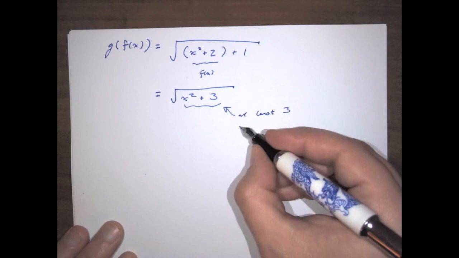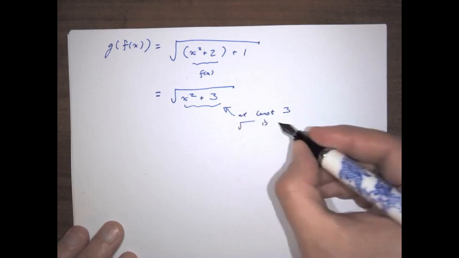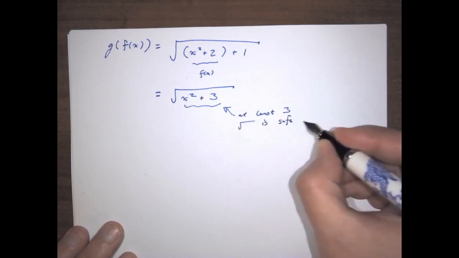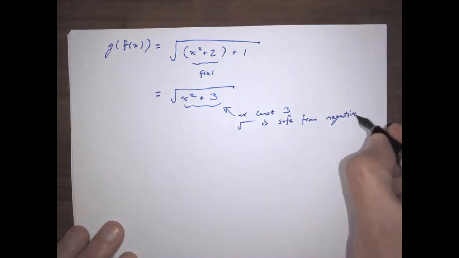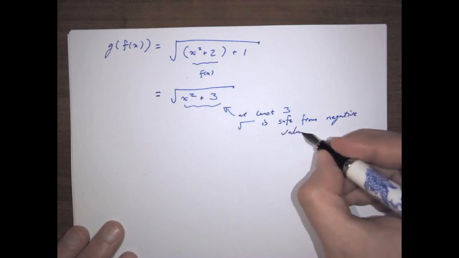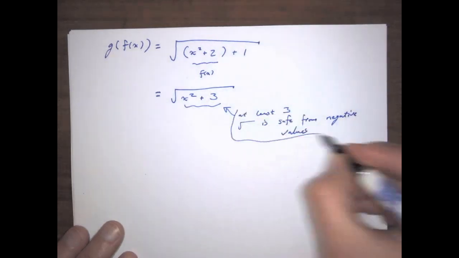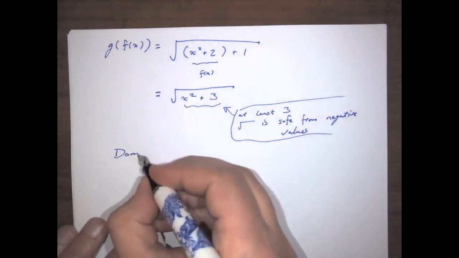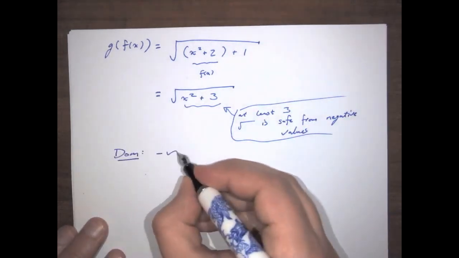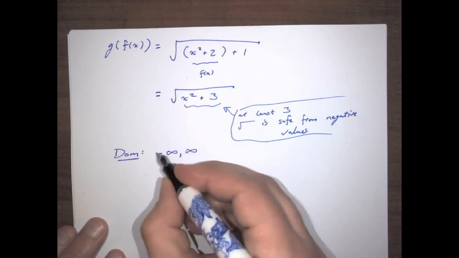Which means the square root is safe from negative values. Which means then that the domain here is everything. Negative infinity to infinity.